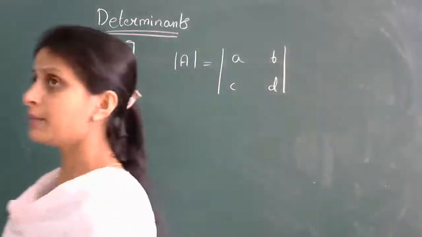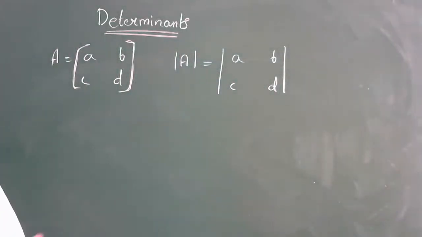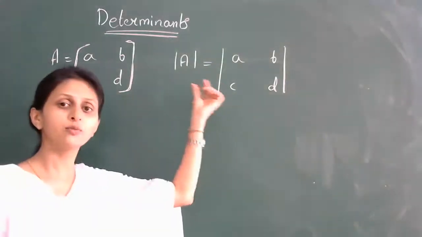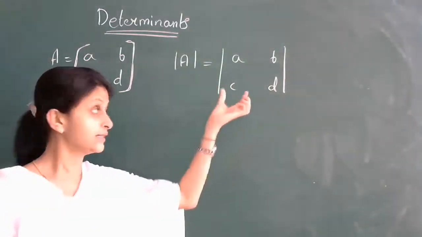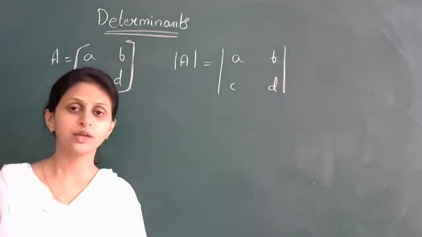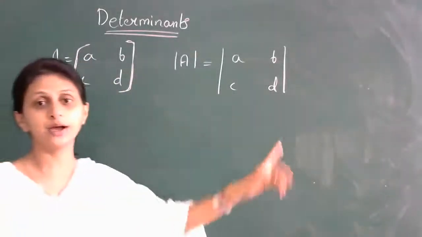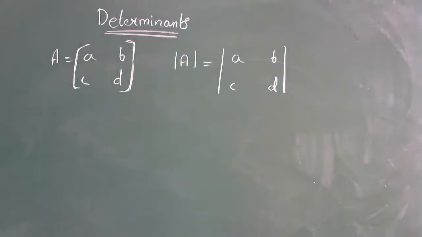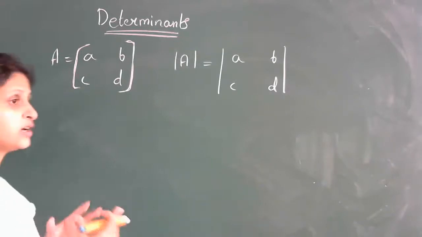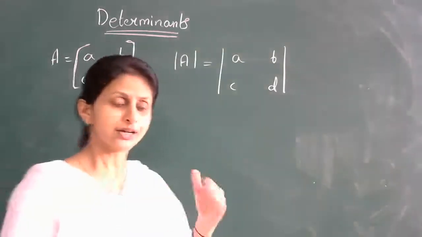The main purpose here is to tell you that when you take the determinant of a matrix, the result will be a number. It may be real, complex, or any other number. So each square matrix will have a determinant value. Now let us proceed further.